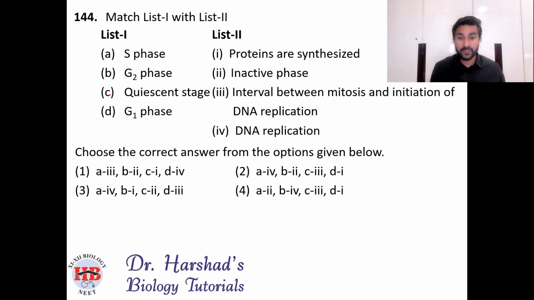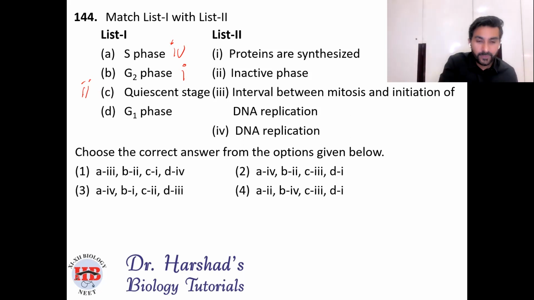The next is about your interphase stages. We have S phase. Now, S phase, if you remember, is the phase of DNA replication. So A would be 4. Then you have G2 phase, which is the phase after DNA replication. So it's the stage where, yeah, we can say proteins would be synthesized. Quiescent stage obviously would be C2. It is the inactive phase. Then you have the G1 phase. G1 phase is the phase which follows mitosis. So it's the interval between mitosis and the S phase. So our match would be D3.